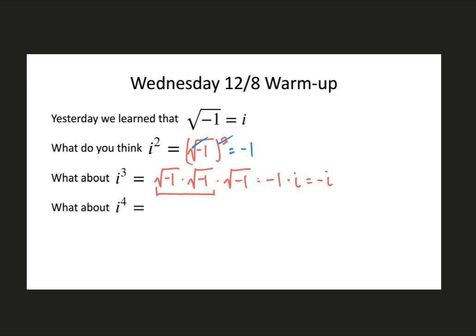And then if we think about i to the fourth, we can break that down into i squared times i squared. So really, what we can do is break up this exponent however we want. We know i squared is -1, so this is the same thing as saying -1 times -1, which gives me +1. So these four results, i, -1, -i, 1, are what we're going to simplify powers of i to.